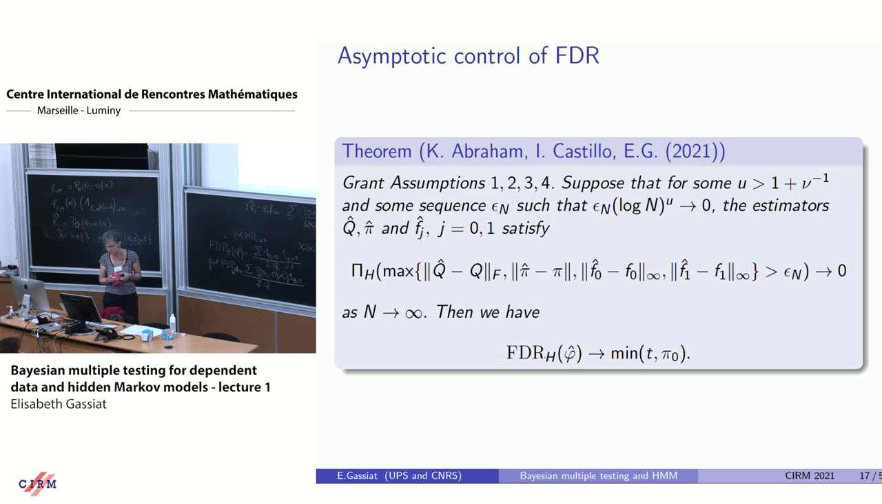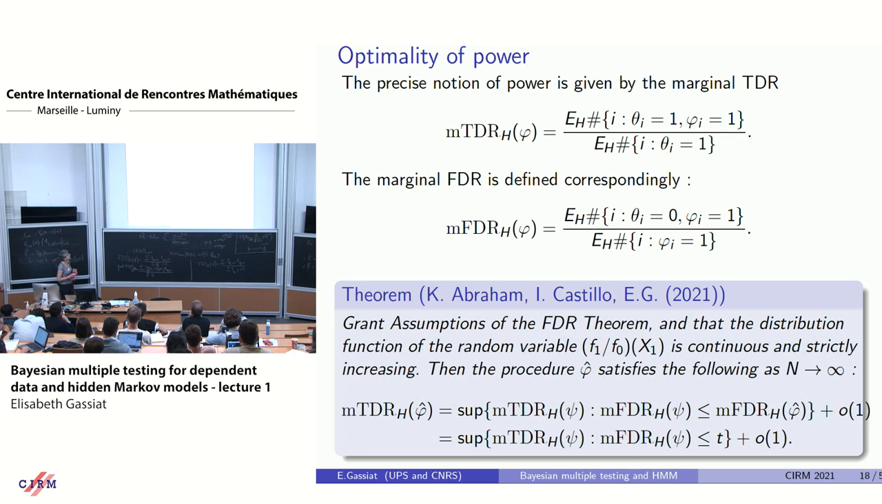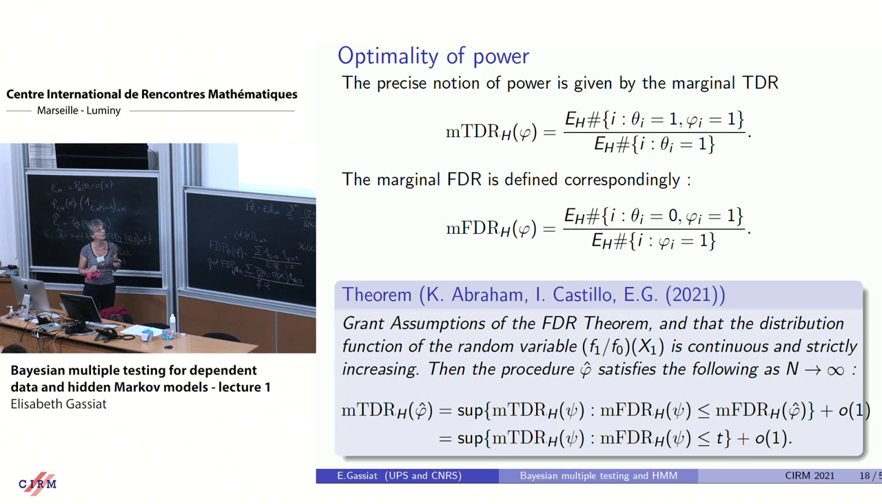Now the next question is whether you have some power. Do you have some interesting power of the procedure? To look at the power, if I look at the true discovery proportion I talked about earlier, the precise notion of power I will use is not the expectation of the ratio, but the ratio of expectations. And then we prove some optimality result among all procedures that have some prescribed FDR, but for the FDR, again, I will use this time the ratio of expectations instead of the expectation of the ratio.